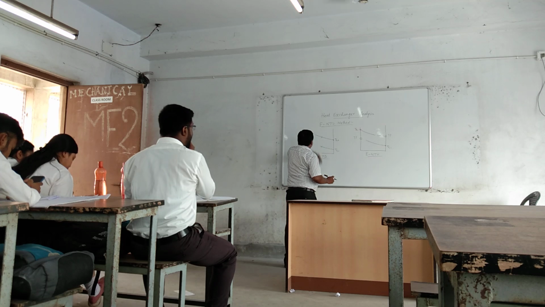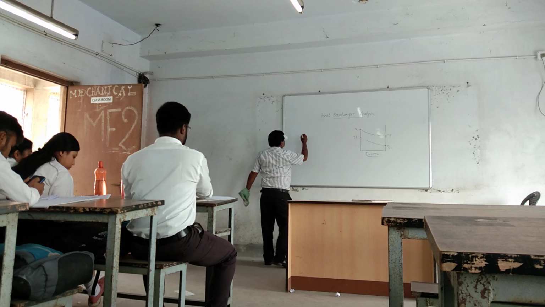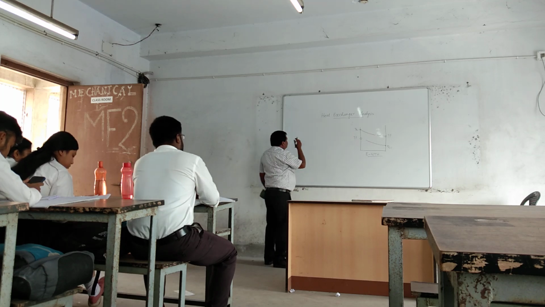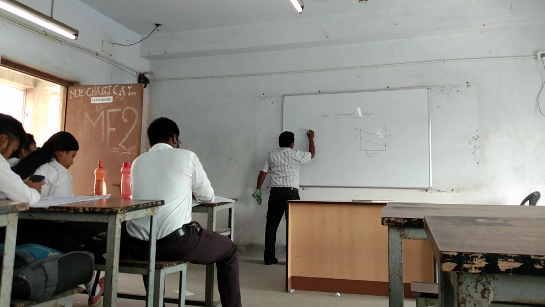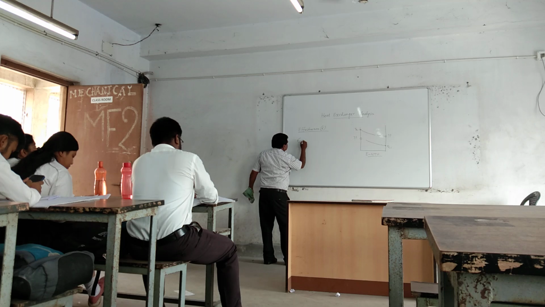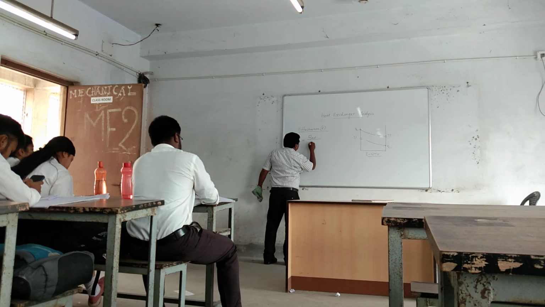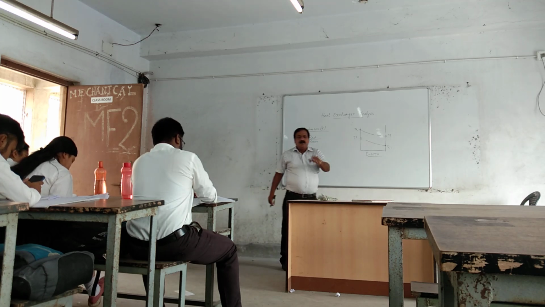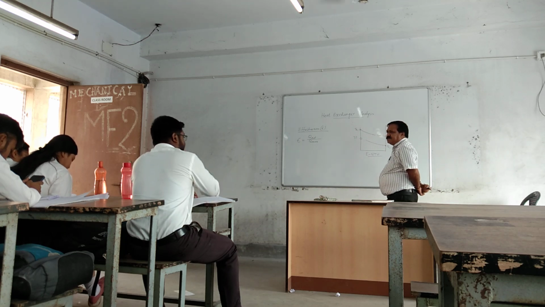How to do this? First, we shall define the effectiveness of a heat exchanger. Effectiveness, which is denoted by epsilon, is defined as Q actual by Q maximum. What is Q actual and what is Q maximum?